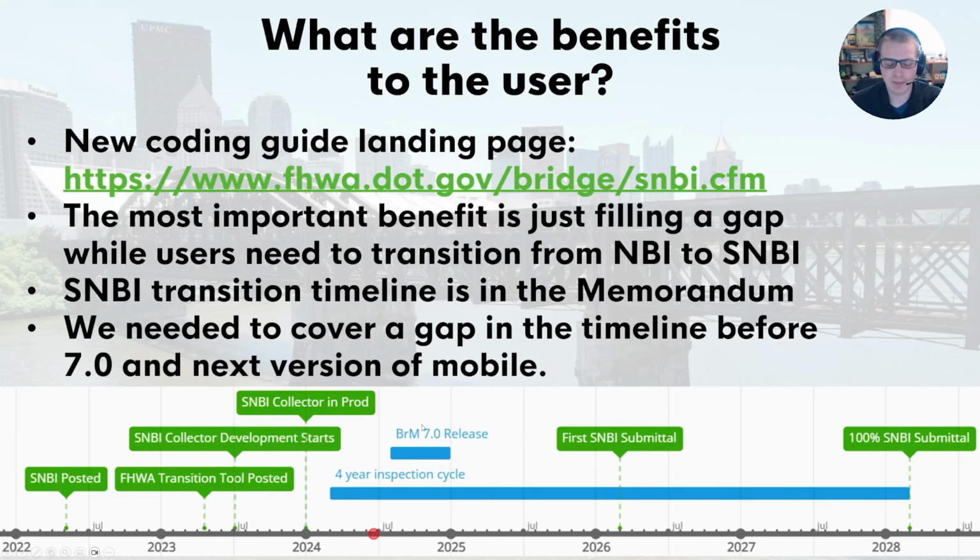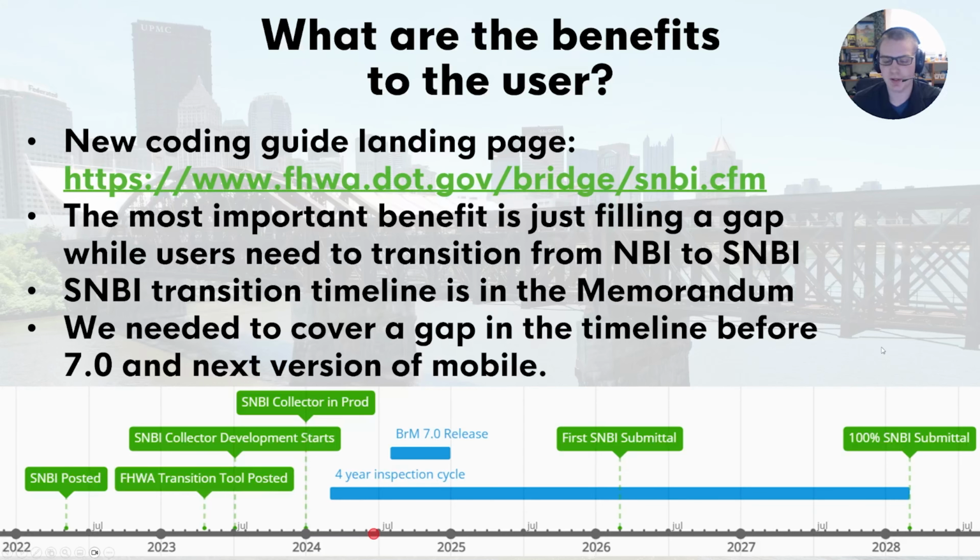If we look here, we have BRM 7.0 release, which is still underway right now. And we're kind of in this area. The first SNBI submittal that is possible is in March of 2026. This is a halfway transition where you can submit data, but it needs to be transitioned using the transition tool. So this is the first time that you can submit using the new SNBI data. And by this point over here, March of 2028, you need to have 100% SNBI submittal.